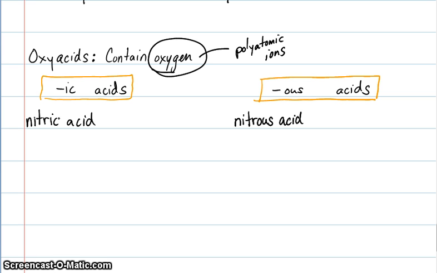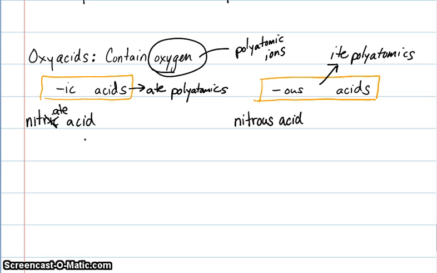Well, first thing we do is we know that ic acids come from ate polyatomics. Not the number 8, but the suffix ate. And us acids come from ite polyatomics. So if ic acids come from ate, we can just cross out that ic and change it to ate. That spells nitrate, which is NO3 minus 1. H is going to be plus 1. What's our formula? HNO3.